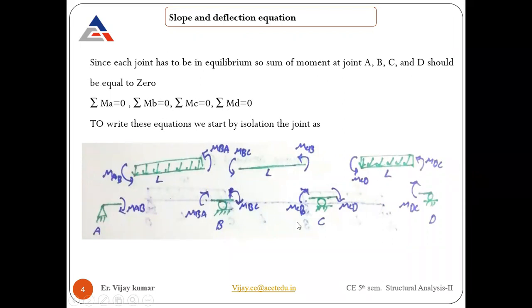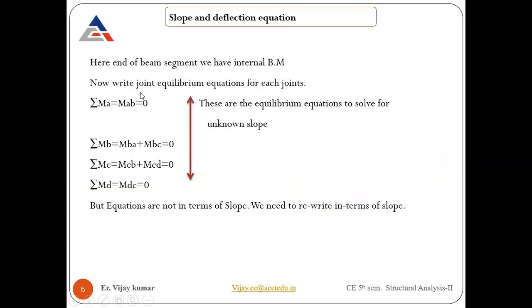For joint C, same thing: MCB plus MCD, their summation should be equal to 0. Similar for D also, that will be MDC equal to 0. That's how we have to write these equilibrium equations for each and every joint to solve for the unknown slopes. Unknown slopes means theta A, theta B, theta C, theta D. These things we need to find.